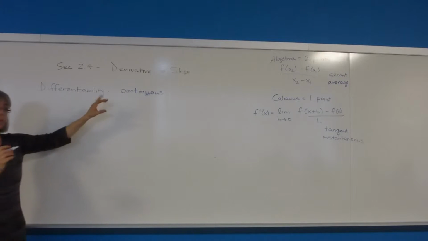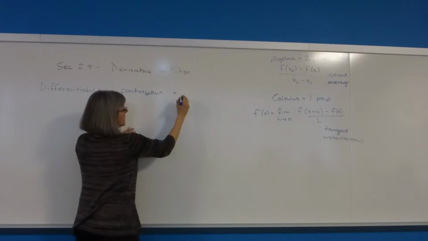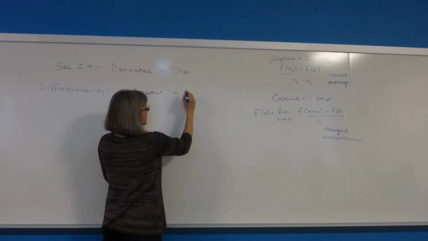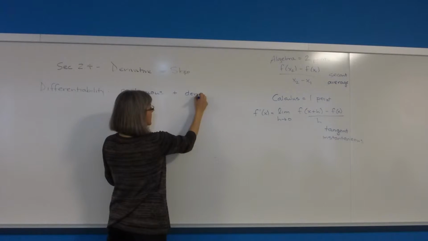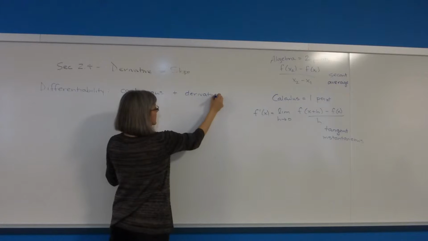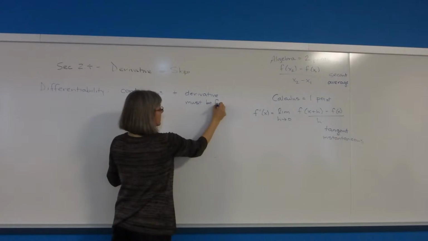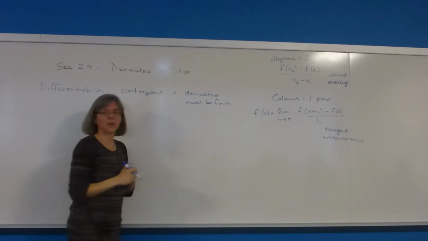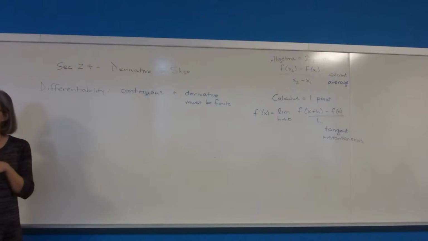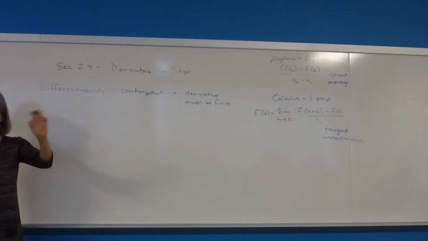So continuous plus, I'm going to write this: derivative must be finite. Slope is a number, right? So if it's vertical, I can't write that. Okay, so I need to have a finite derivative, a number, and the function has to be continuous.